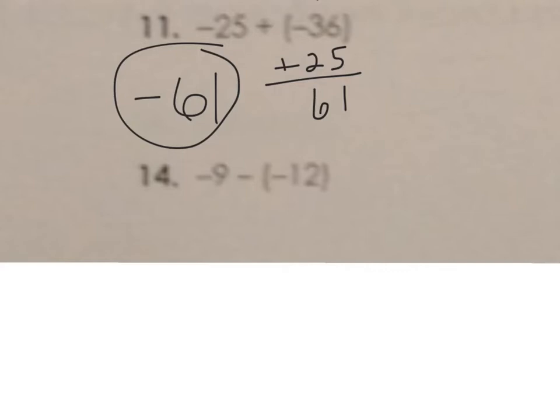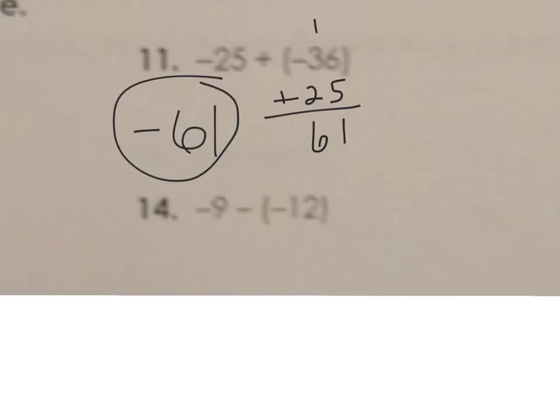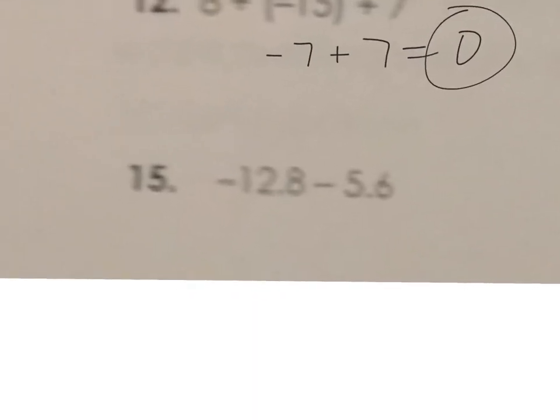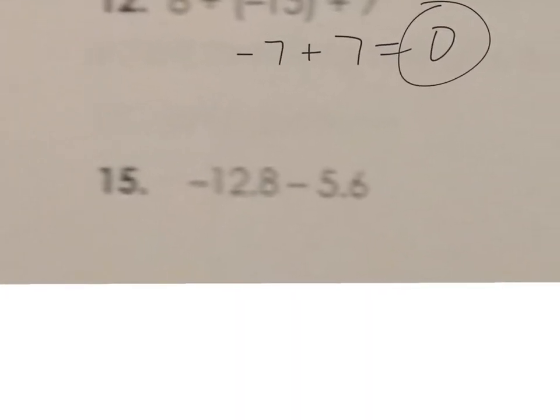On number 14, we have a negative 9 minus a negative 12. Well, that minus a negative, remember that turns into a plus. So a negative 9 and a positive 12 would give me 3 in the positive. Number 15, I've got a negative 12.8 minus 5.6. And so negative 12, take away 5 more. That's like adding them. So that's going to give me a negative 18.4.